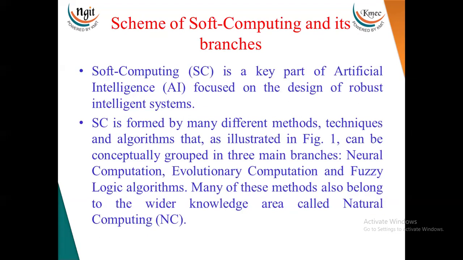Finally, what are the basic schemes where we are going to use soft computing? All of this comes under neural computation, evolutionary computation, and fuzzy logic algorithms. These are different from your natural computing area, and they belong to basic soft computing, which is related to artificial intelligence. The main aim of soft computing is to be utilized in artificial intelligence and robust intelligent systems design, and we can go for advanced learning in fuzzy logic, evolutionary computation, and also robotics.